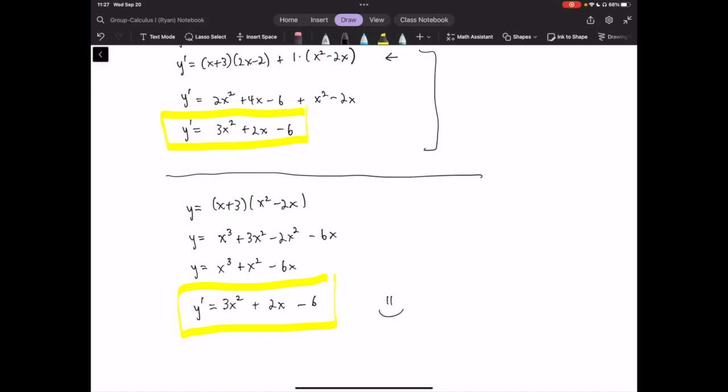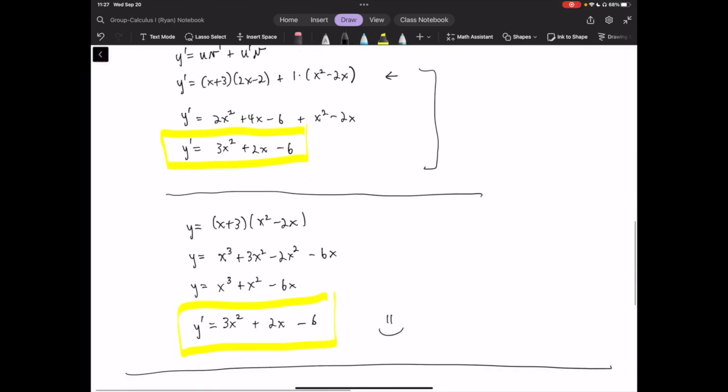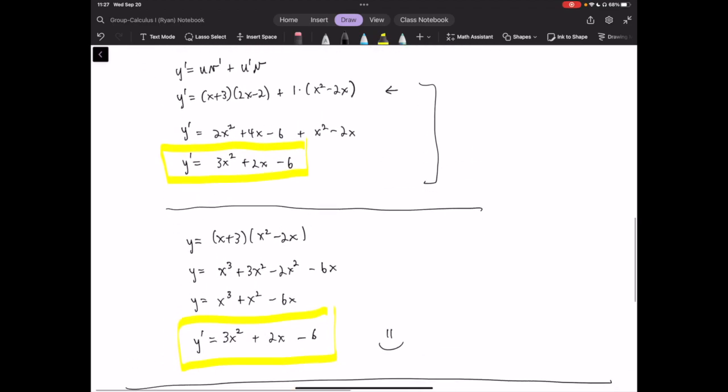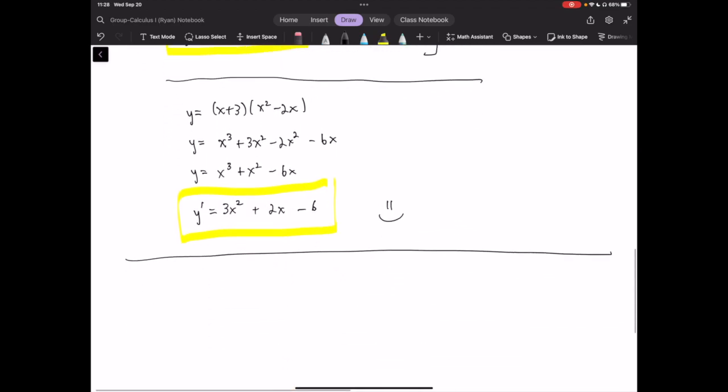And so now we can put a big smile here. So that's exactly how the product rule should work. By the way, now you only have to do this one of these two ways. We only did this one twice to show that we get the same answer both ways.